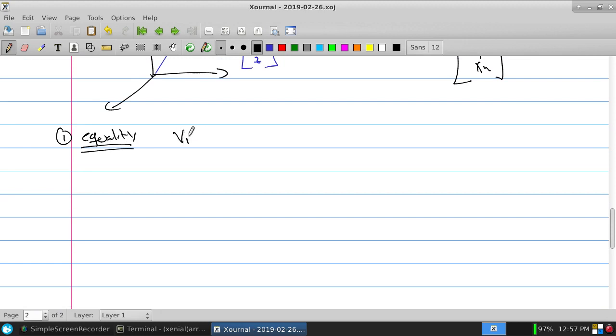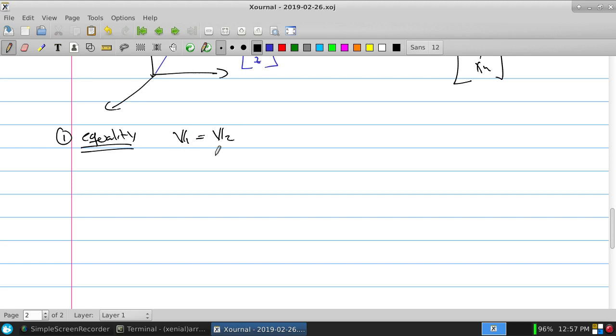What does it mean for vector 1 to equal vector 2? Well, here's where we're going to borrow what we've borrowed from matrices. When are two matrices equal? Same values in same positions.